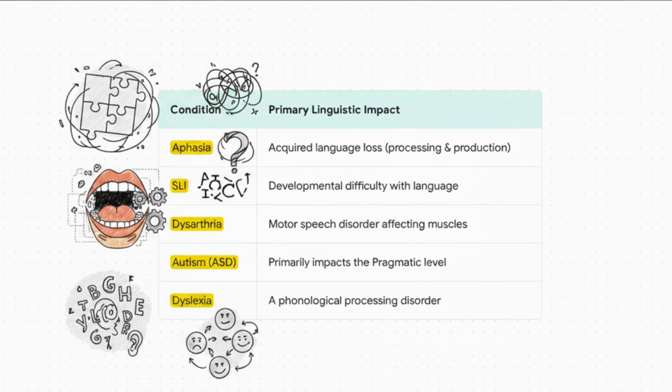This is different. It's a motor speech issue, affecting the phonetic level. It's not about the language rules. It's about the muscles not working right. Notice how autism spectrum disorder primarily affects the pragmatic level, the social rules we just talked about. And finally, dyslexia. At its core is a problem with phonological processing, that very first tool in our kit.